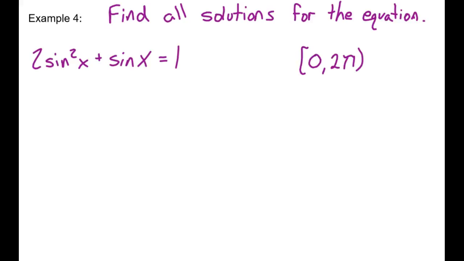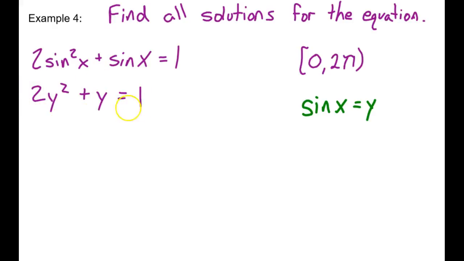Last example, we want to find all solutions for the equation 2 sine squared x plus sine x equal to 1 on the interval from 0 to 2 pi. In this particular problem, if we try to simplify, it's going to get very complicated. So there's a little trick we can use. We're going to set sine x equal to y. And what that allows me to do is rewrite this expression over here. So now if I substitute y in for sine of x, I can rewrite this as 2y squared plus y equal to 1. Now this just looks like a quadratic equation.